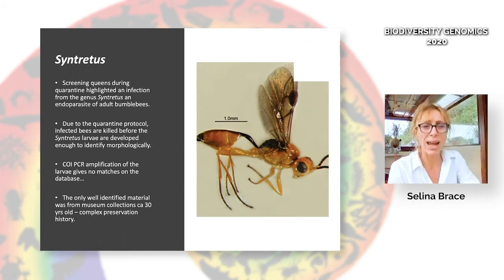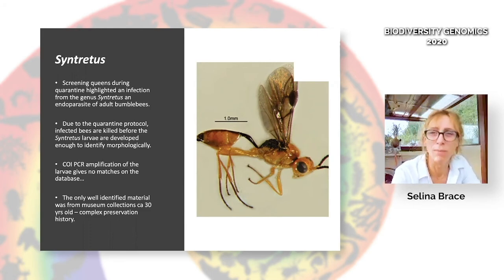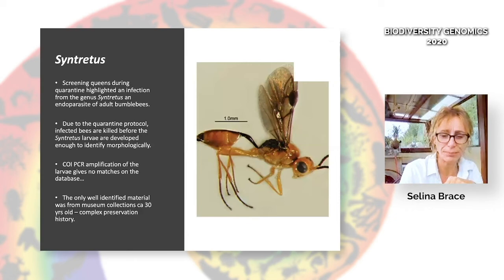So Mark went ahead and did some PCR from the larvae, pulled out the CO1 barcoding region, but when they blasted that on the database, they got no hits. So clearly this species had not previously been sequenced. The problem then was that the only well-identified material available that was morphologically identified to then get barcoding genetic data from was from museum collections. It wasn't very old, it was about 30 years old, but it had what they call a complex preservation history, meaning that it wasn't in a particularly good condition.